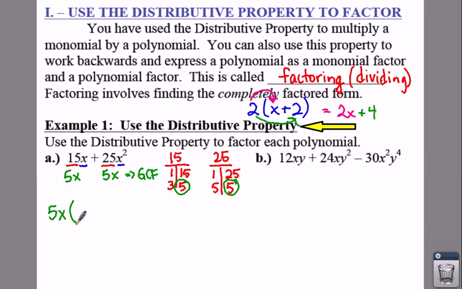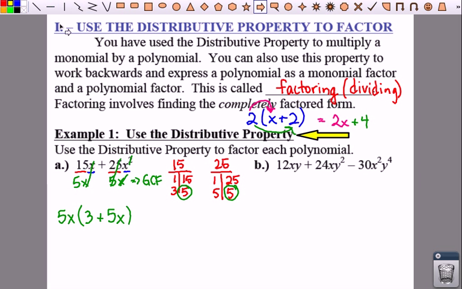If we take 15 divided by 5, that gives us a 3. And x divided by x, those just cancel out, so we have just a 3. Then we bring down our plus sign, and we take 25 divided by 5, which gives us a 5. And if we take x squared divided by x, the 1x on the bottom cancels with one on top, and you have 1x left over. This is your factored form. This would be your final solution of a factored problem.